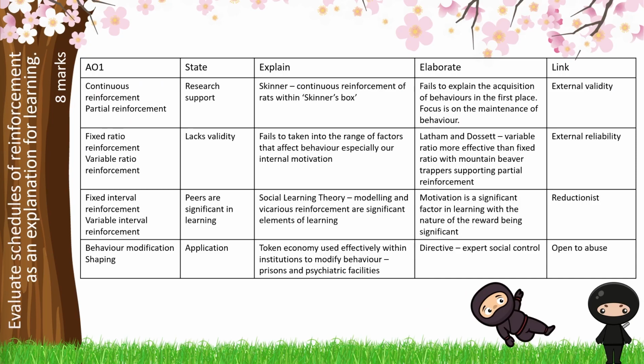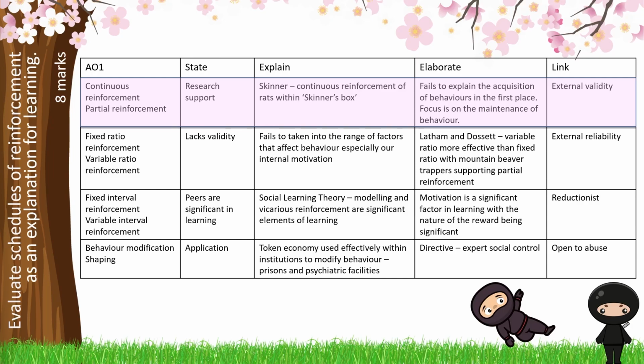So when we're thinking about this 8 marker, evaluate schedules of reinforcement as an explanation of learning, we know that the command word evaluate is asking us to explain and then give strengths and weaknesses. We also want to have balance between our different assessment objectives. When writing this essay, you want to work along the way, giving some explanation and then some evaluation. So you'd start with a description of continuous and partial reinforcement, and you could use examples to help you here.